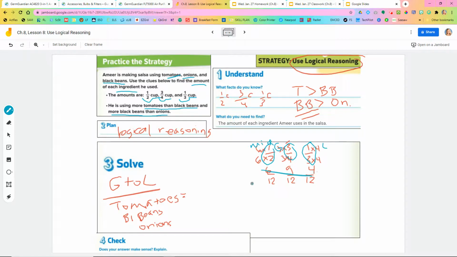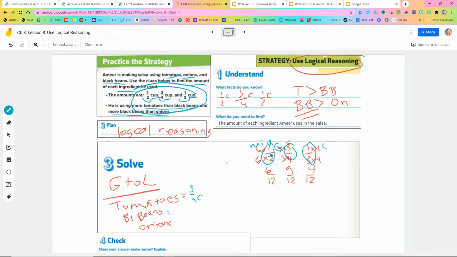Remember, you don't want to write those fractions down over here because these fractions only help me know which ones of these are bigger and smaller and in that middle amount category. All right, so tomatoes is the largest ingredient used, the greatest amount. So the greatest amount over here is 3/4 of a cup. My greatest amount of black beans is, my greatest amount of black beans.